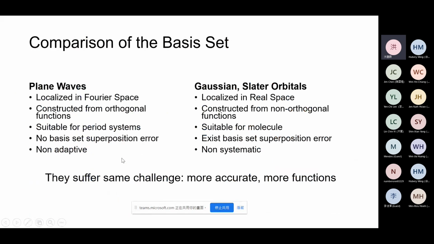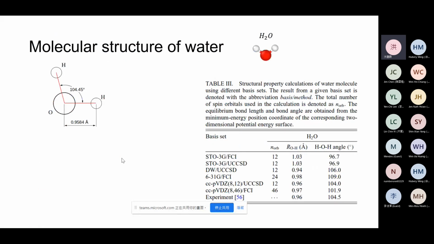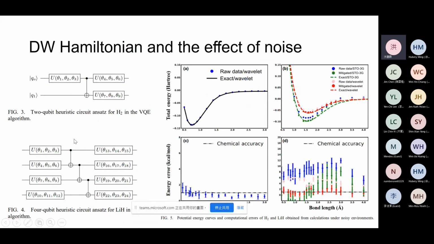And also from this circuit, if we run this circuit for STO-3G, you can see that sometimes for other more complex molecules, it cannot converge to a better result, but the Daubechies wavelet can, since at the Hartree-Fock level it provides a more accurate result than other bases. So for the quantum considerations, we only use the low depth circuit to get that correlation part. Yeah.